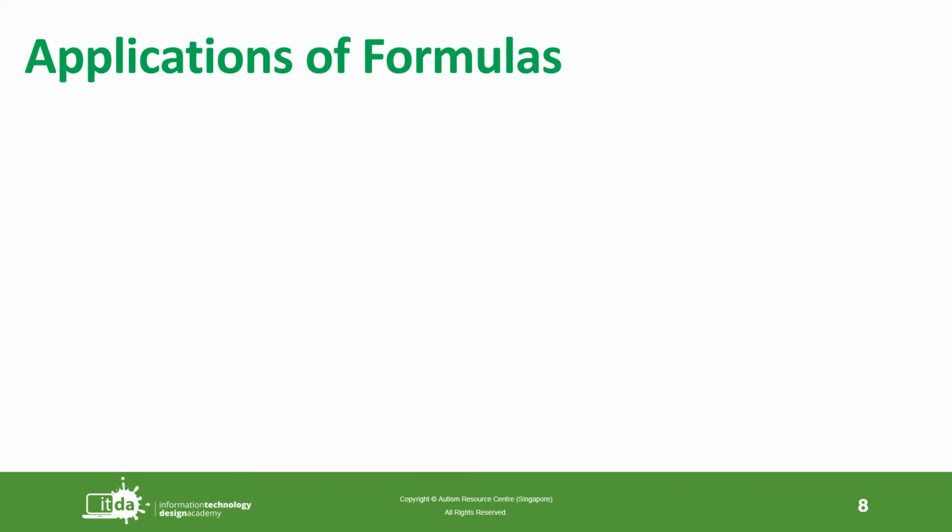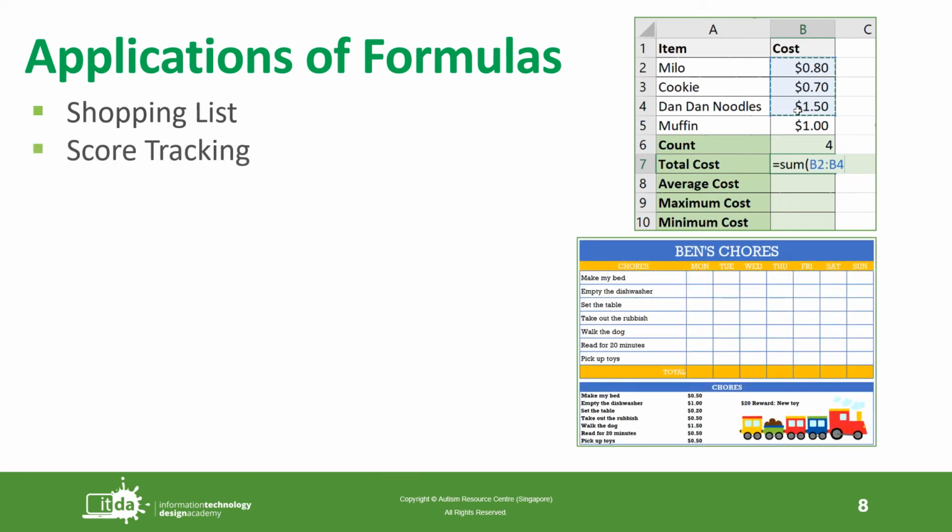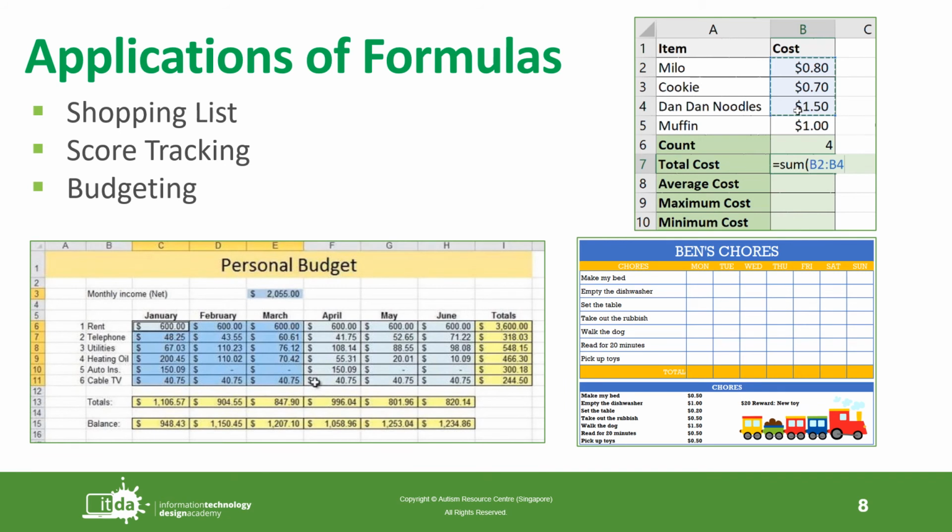Now, where can we actually apply and use formulas and functions? There are 3 scenarios we can. Firstly, if you're doing a shopping list on Excel, you can use formulas to budget your spending, how many items you buy, how much you spend. You can also use formulas if you're doing some kind of score tracking in Excel, for example, like a chore list. Some people also like to use formulas in Excel when they do budgeting. So this means planning out how much money they spend each month and their expenses. So today we're going to do a little bit of a combination of shopping lists and budgeting.